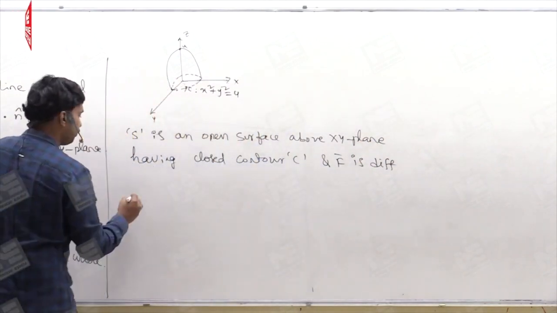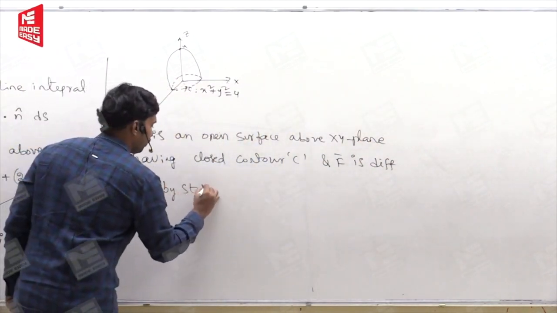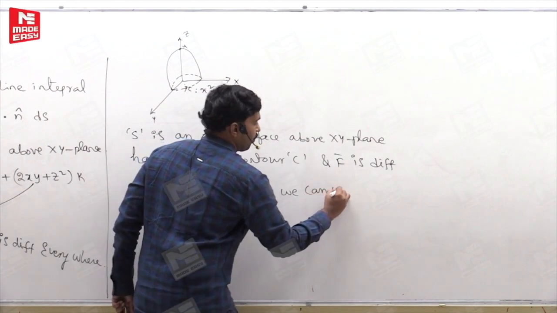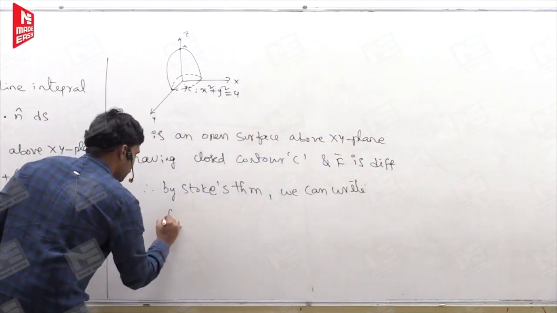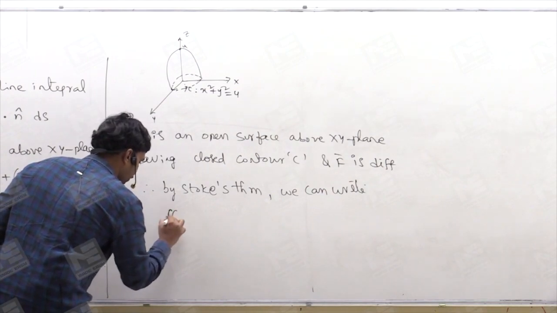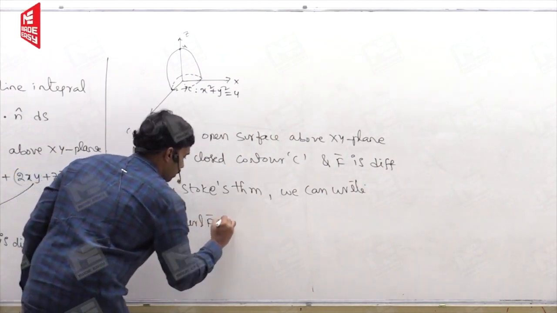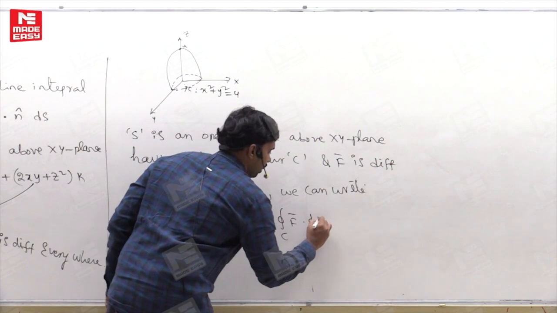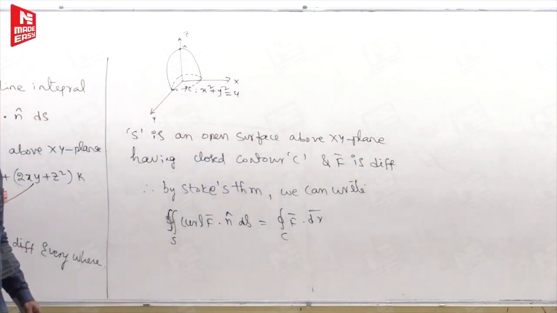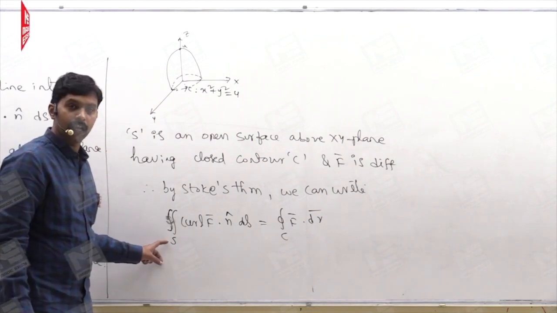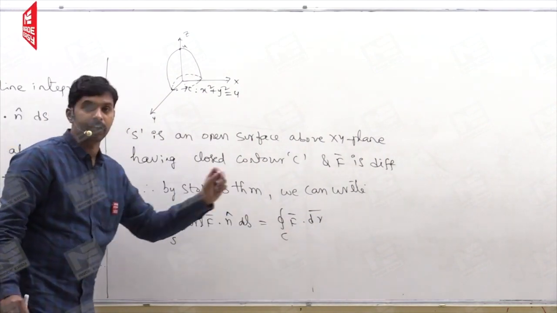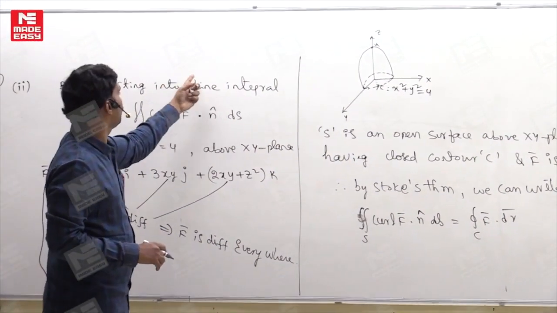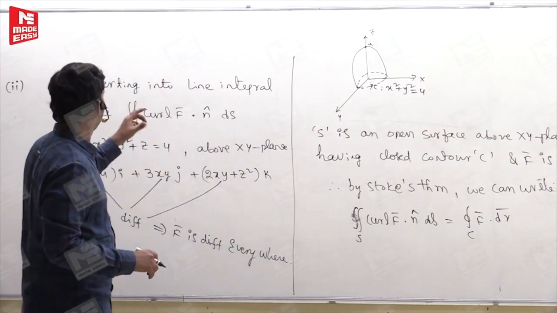F bar is differentiable. So therefore, by Stokes theorem here, we can write the surface integral of curl f bar dot n cap ds is equal to the integral over C of f bar dot dr bar. The surface integral of curl f bar dot n cap is given by the line integral. This is how we are going to convert this surface integral into a line integral, which we need to evaluate.